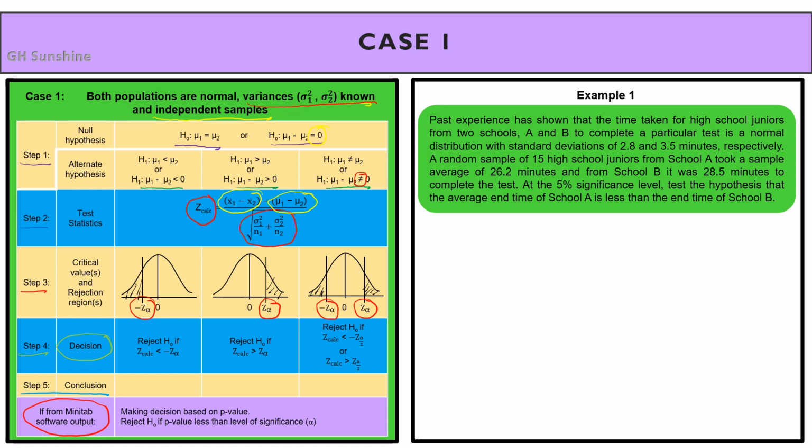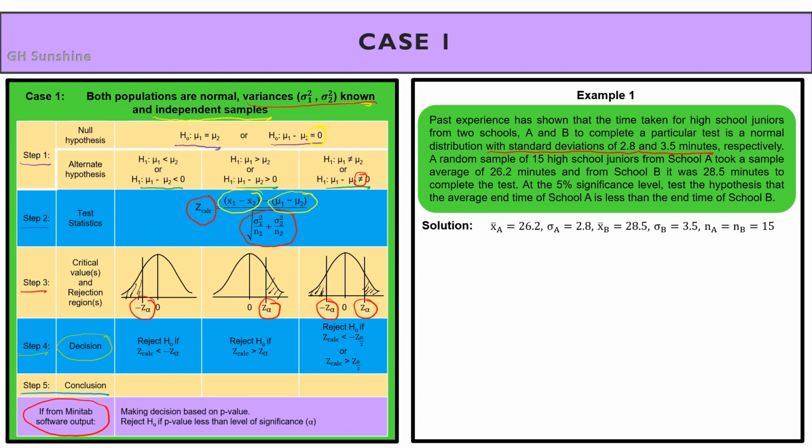So why is this categorized as case 1? Look at the first sentence: with standard deviations of 2.8 and 3.5 minutes. Is there any word of sample? No. So 2.8 and 3.5 minutes are the population standard deviations for school A and school B.